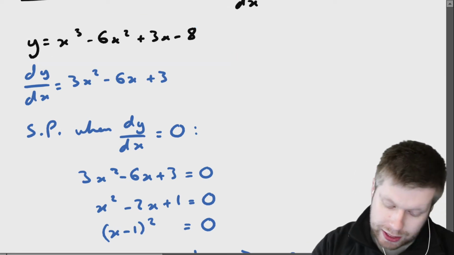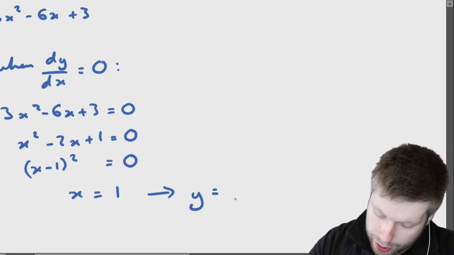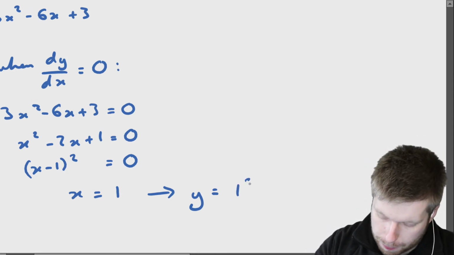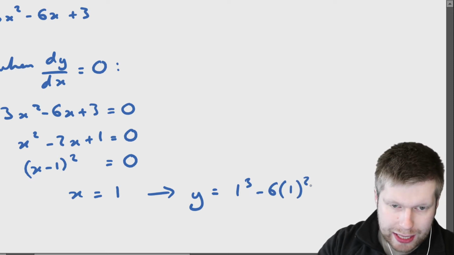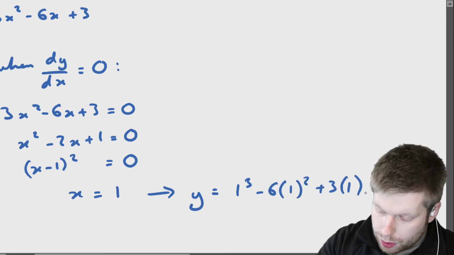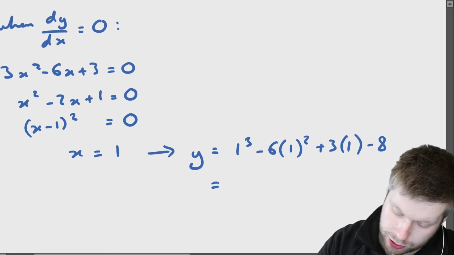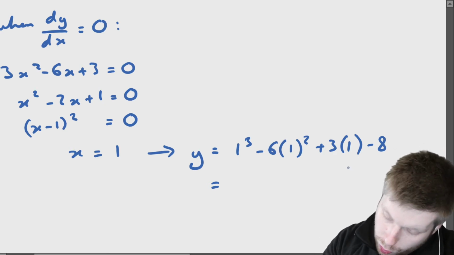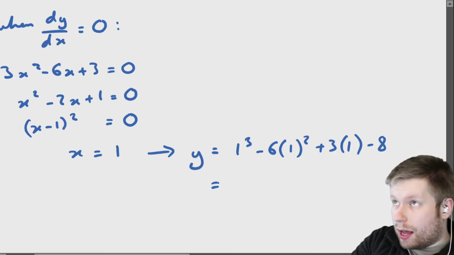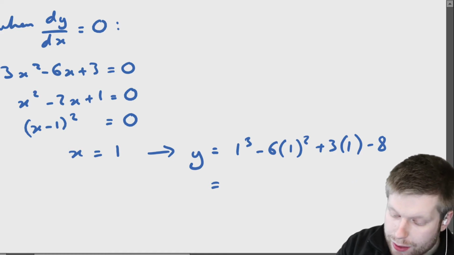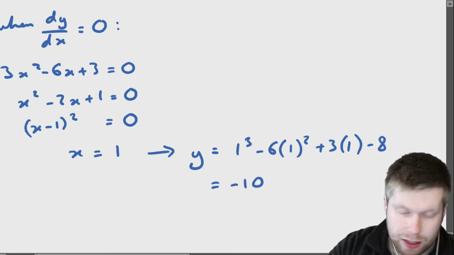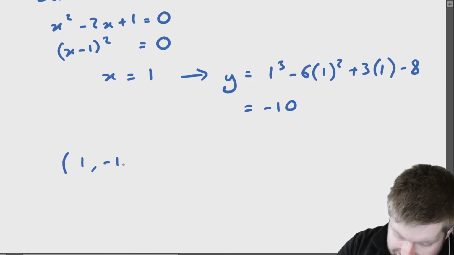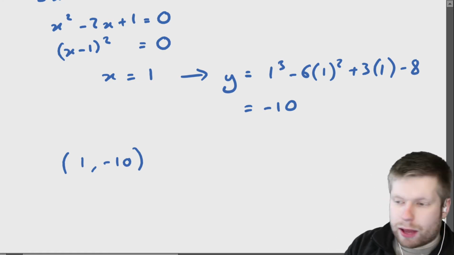If I stick x equals 1 into that function, I get y equals 1 cubed minus 6 times 1 squared plus 3 times 1 minus 8. So I get 1 minus 6 plus 3 take away 8. 1 plus 3 is 4, take away 8 is negative 4, and then I need to take away another 6. That should be equal to negative 10, as long as I've done my calculation correctly. So the stationary point is 1 and negative 10.